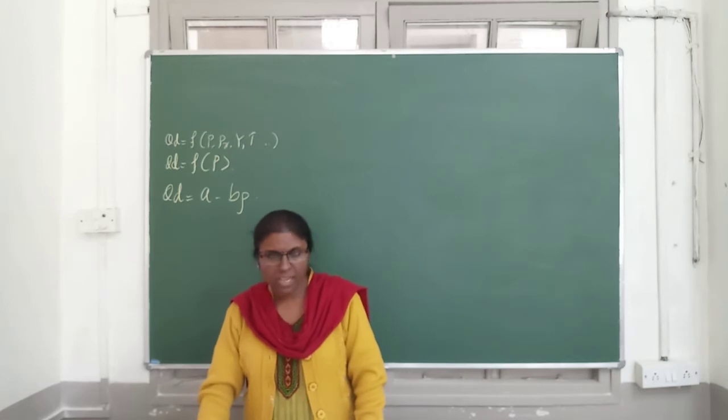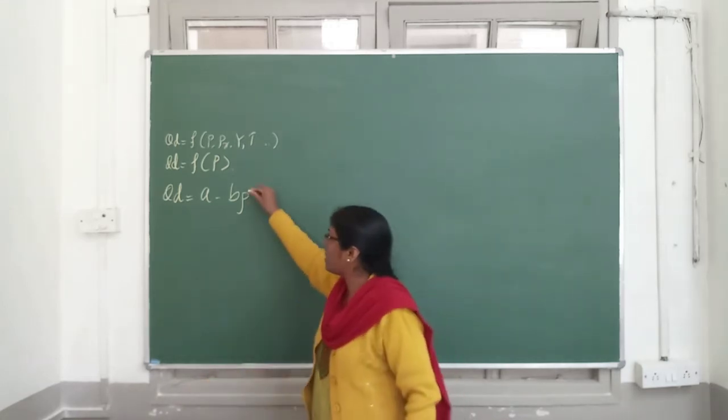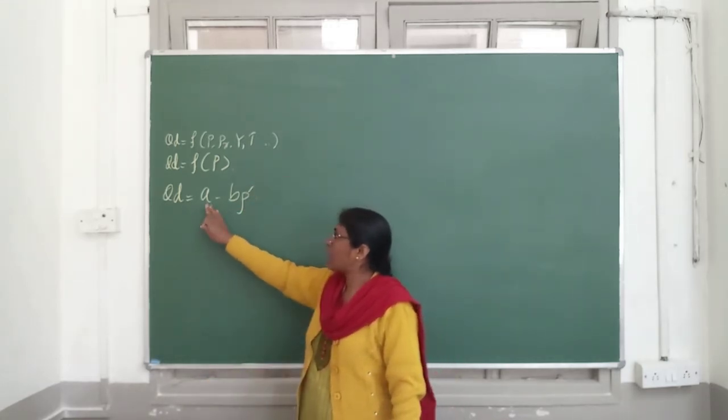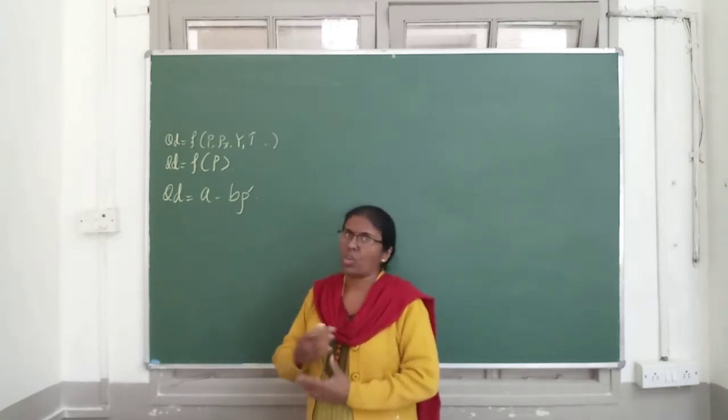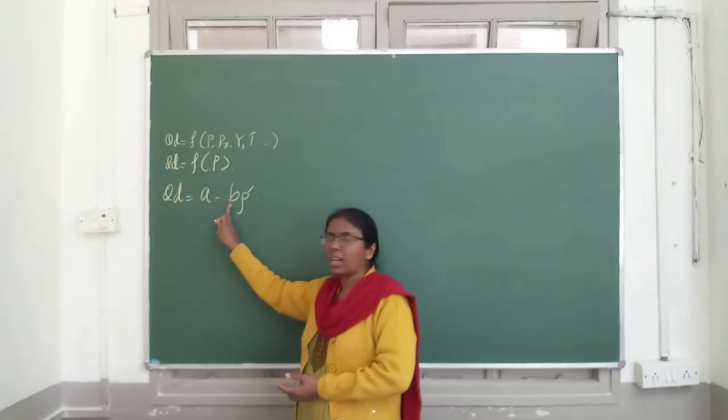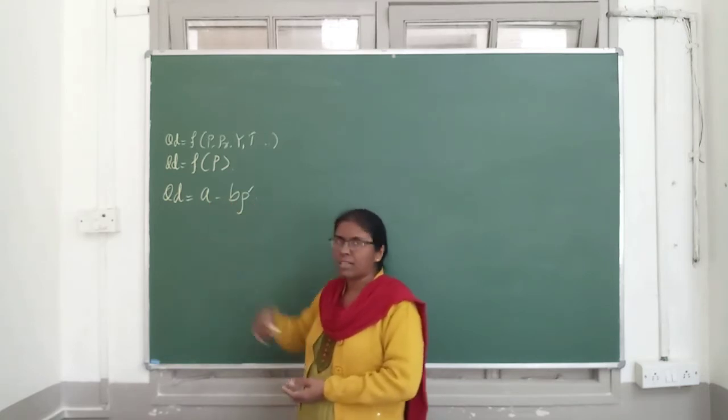Yes, P is price, as we all know that P is price. Then what about A minus B? So A and B are constants. A and B are constants and P is a variable.